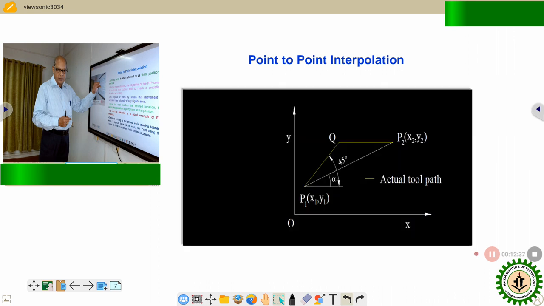Let us take one example. Suppose the tool is supposed to move from the point P1 having coordinates x1, y1, considering the XY plane, and the target or destination point is P2 identified by x2, y2.